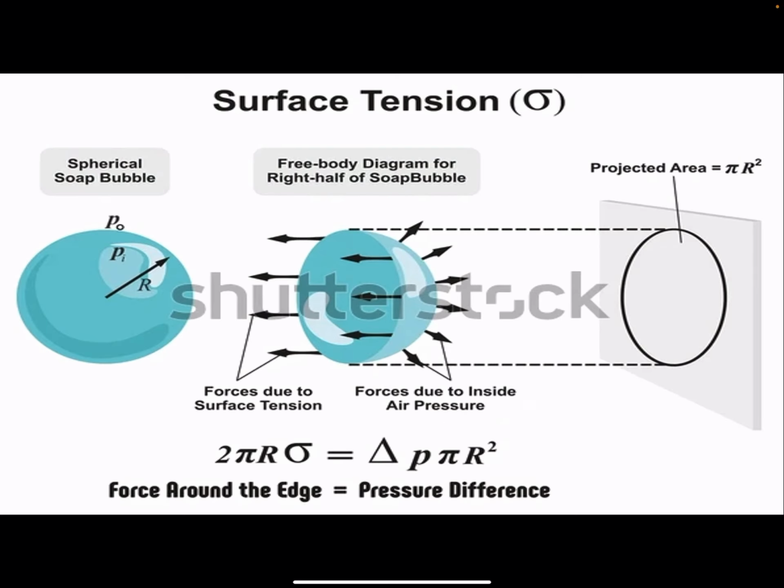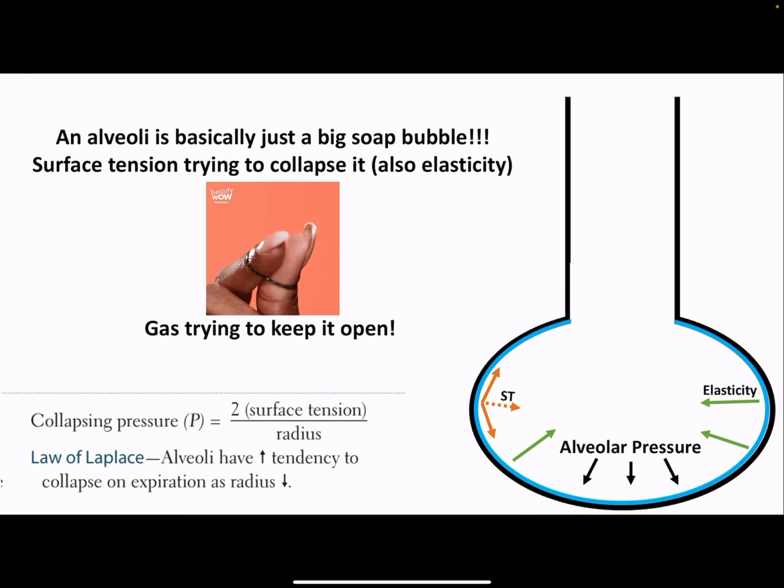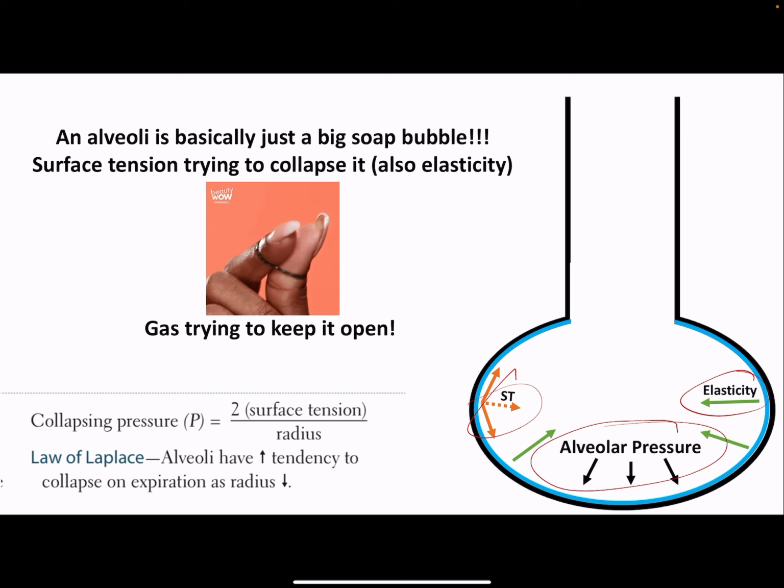And this is just another picture. If you cut a bubble in half, the surface tension is going to pull it inside, and the inside pressure has to go outside. But remember that we also have an outside pressure, which is also pushing inside. And so the surface tension wants to collapse. We mentioned earlier that the elasticity, the natural state of the lungs due to the elastin, is that they want to be a little bit smaller in volume. So they want to collapse. The alveolar pressure is going to counteract this.